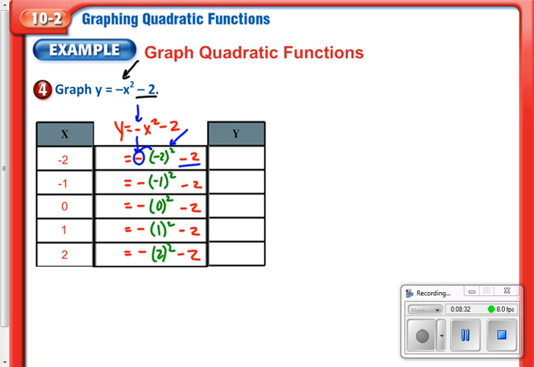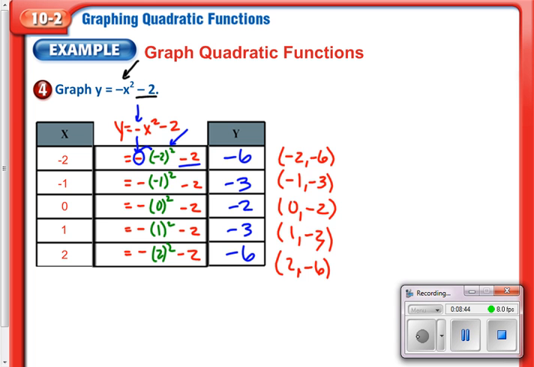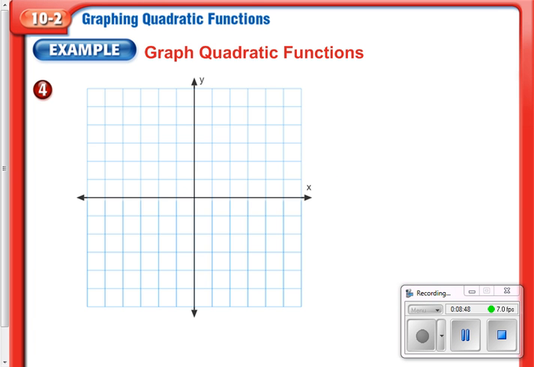And then we subtract 2, which is going to give us negative 6. Filling in the rest of the table, we have negative 3, negative 2, negative 3, and negative 6. We're going to go ahead and write these as ordered pairs. There are our ordered pairs.